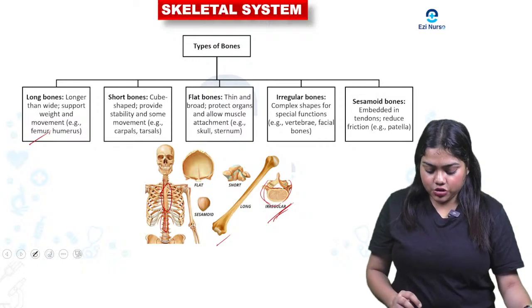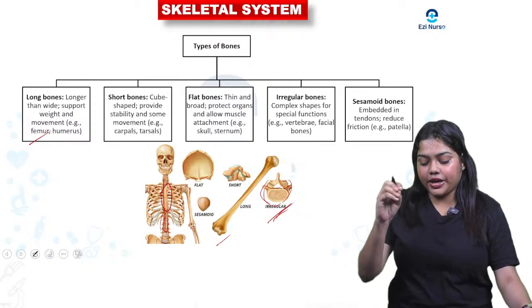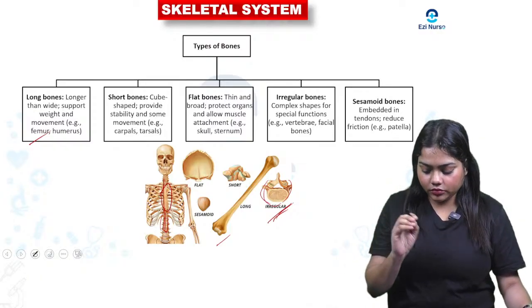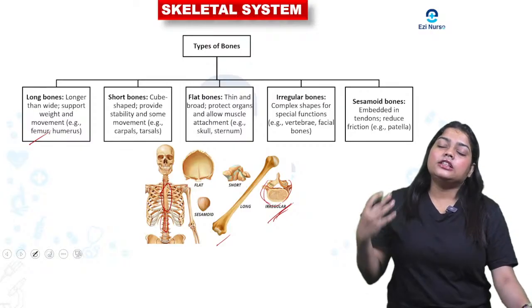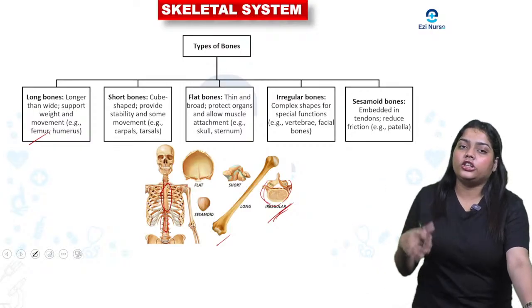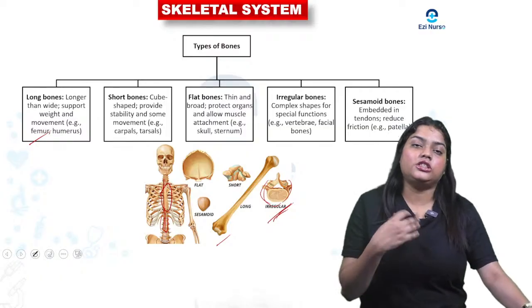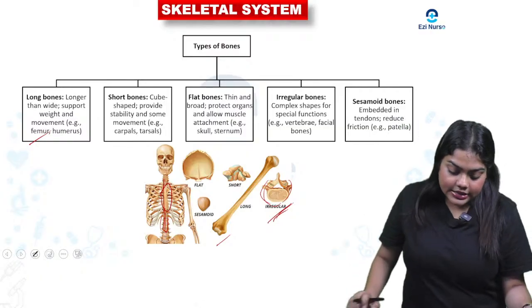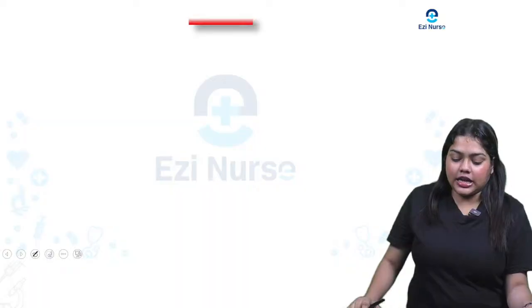Coming to sesamoid bones, these are embedded in tendons and reduce friction. This is made for the body to reduce friction, such as the patella, which is present in our knee. So this is about the types of bone.